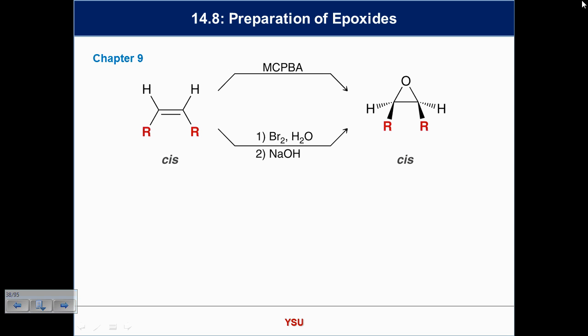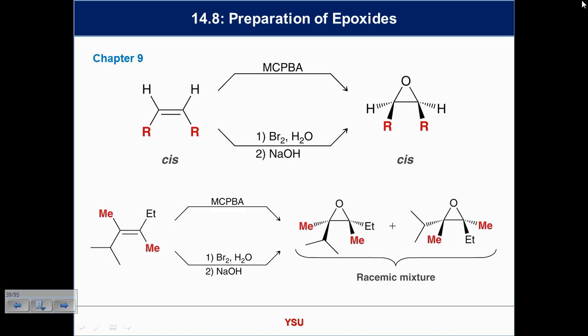MCPBA, solvents for this. If you practice in problems, you'll probably see stuff like this. Dichloromethane is a non-participating solvent. It'll dissolve things up, and you'll be able to make epoxides quite quickly. If you want to do this in the second method, either way. Depends what you have, fine. Usually in the lab we would do this one. Maybe on bigger scale we might do this one.